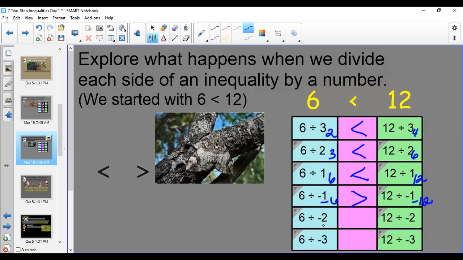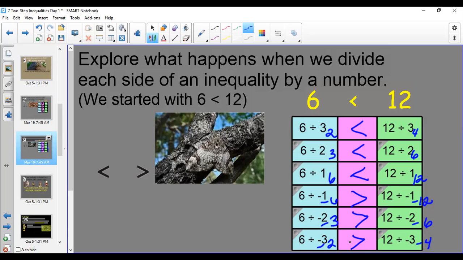6 divided by -2 would be -3. 12 divided by -2 would be -6. If we're talking money, losing $3 is better than losing $6. All right, and the last one, 6 divided by -3 would be -2, and 12 divided by -3 would be -4. -2 is better, or losing $2 is better than losing $4.